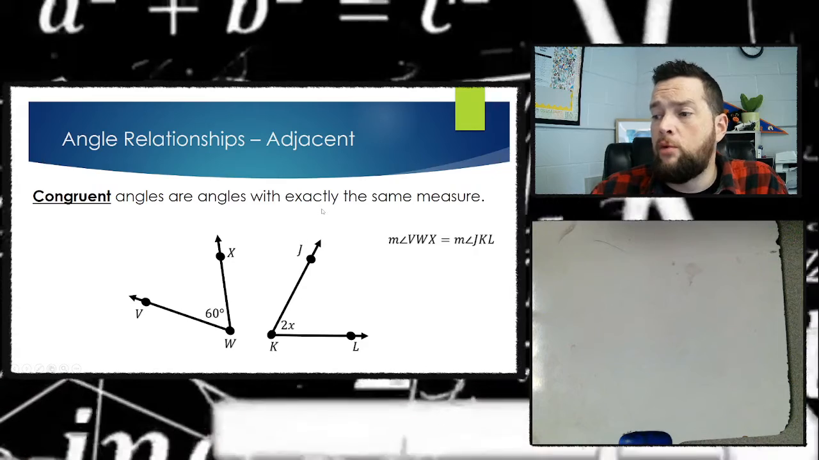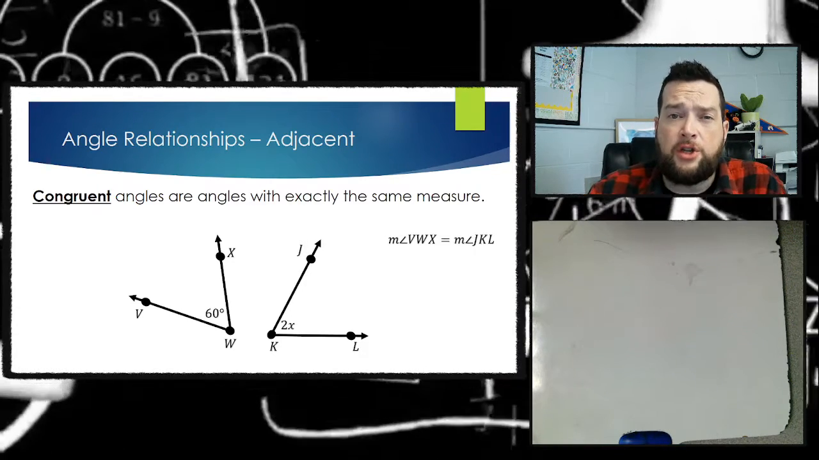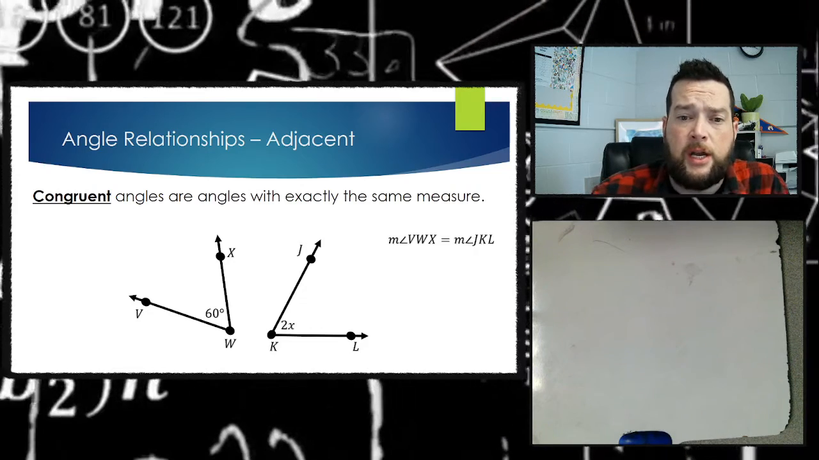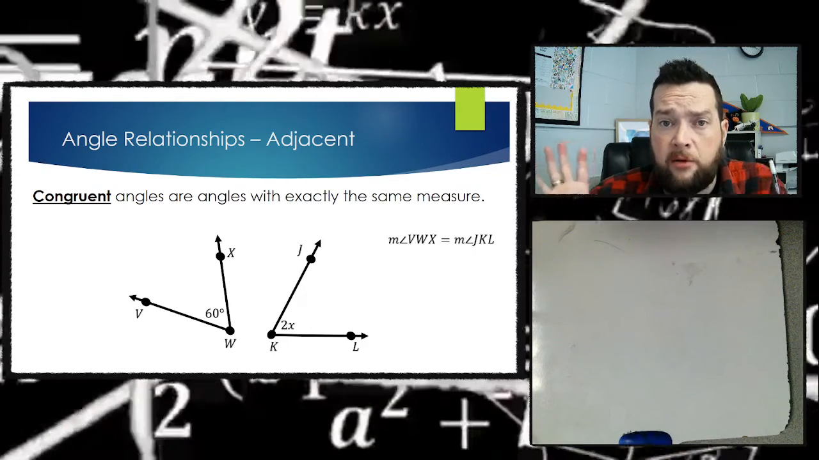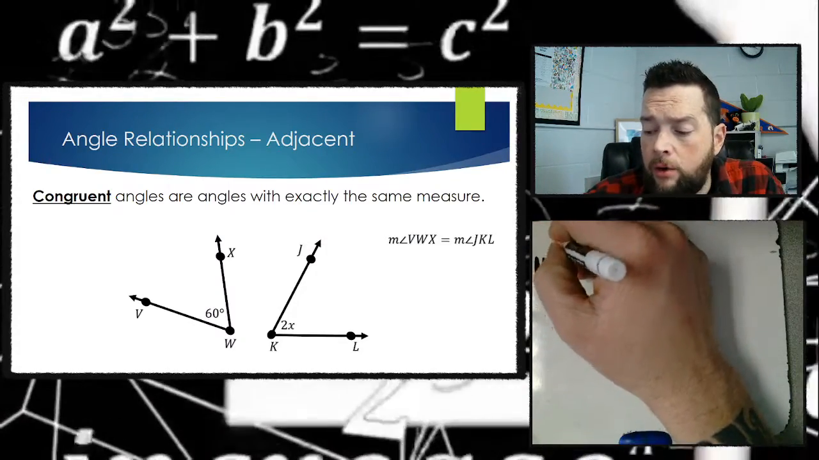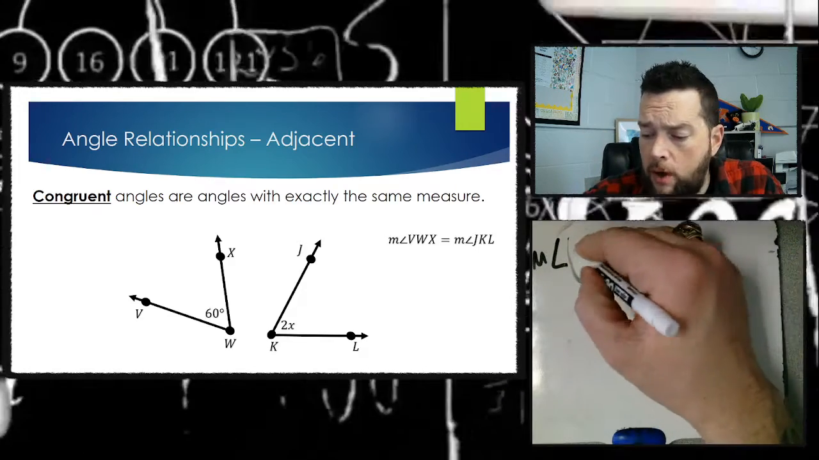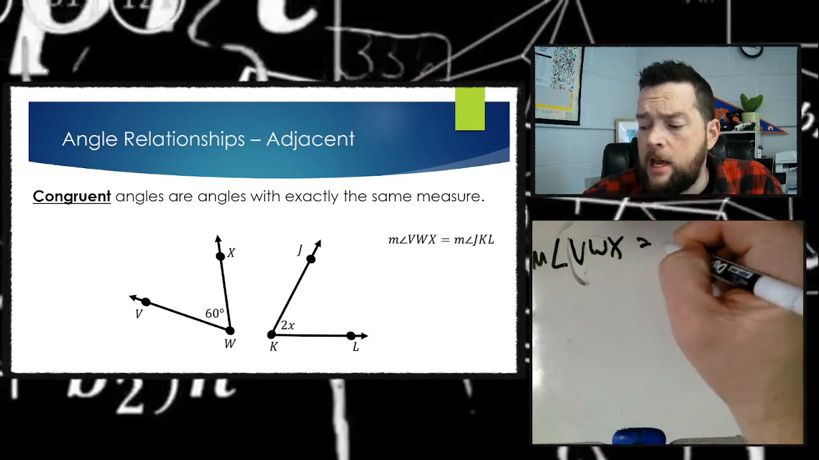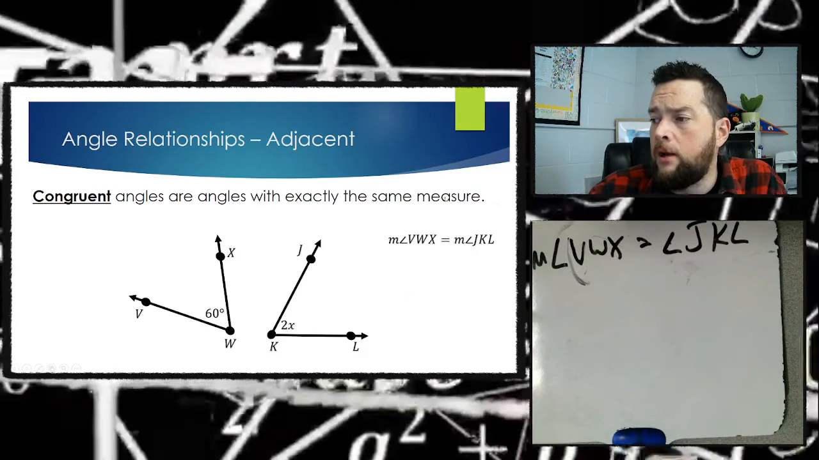All right, so let's move on and let's take one of those examples. I just changed the image. If you didn't see it, I changed the x on the inside of JKL to 2x. So we have a new problem now. We have this statement that angle VWX is equal to angle JKL. We have that statement right here.